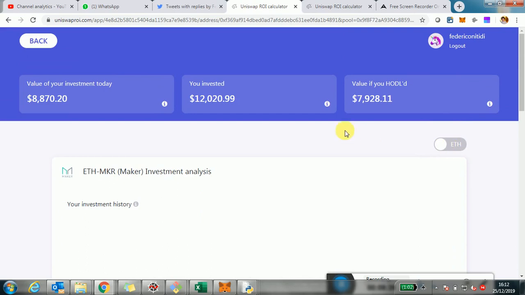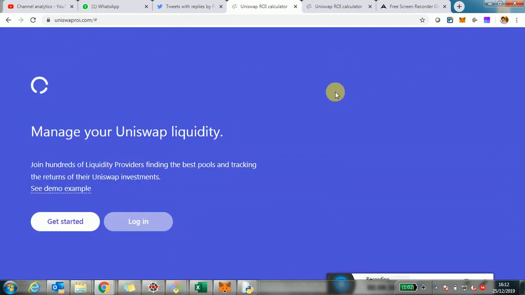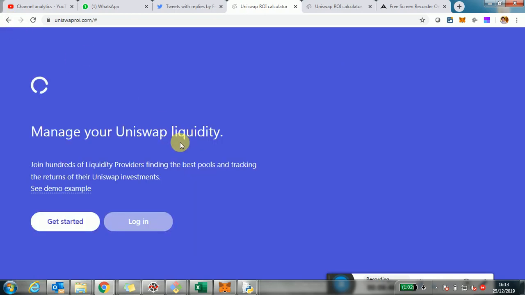If you want to use this for yourself and chart your investments, it's pretty easy. You can get started by creating an account. The account is anonymous. You just need to pick a username and a password, and you'll be able to essentially track your own investment and also look at the pools if you don't have an investment in Uniswap yet and you want to select one.